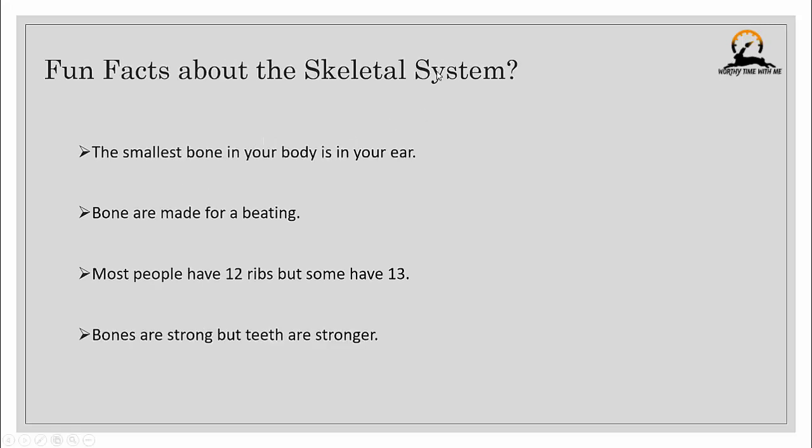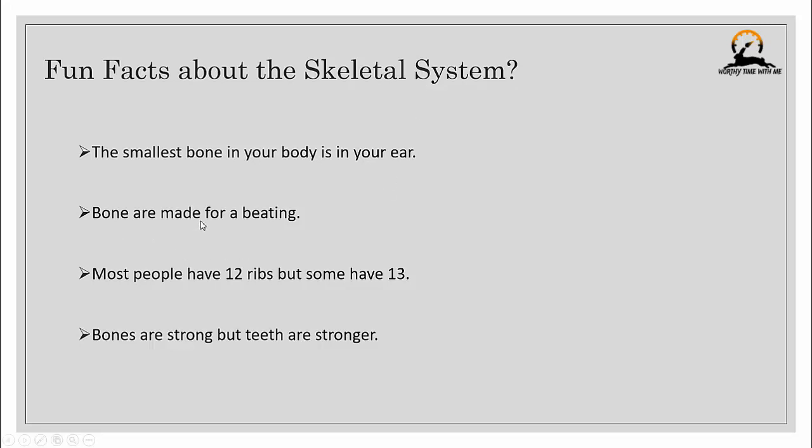Fun facts about the skeletal system. Did you know that the smallest bone in your body is in your ear? Let's think about this one. There in your ear, there are bones, right? When you see a skeleton, there are holes. That is where the ears are. That's why there is a bone here. That is the smallest bone.